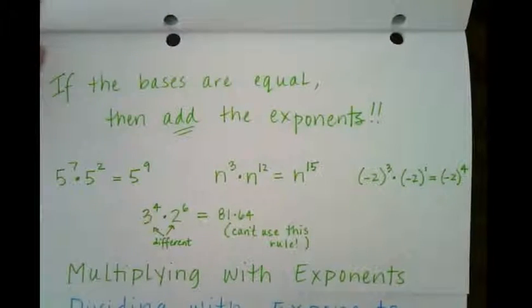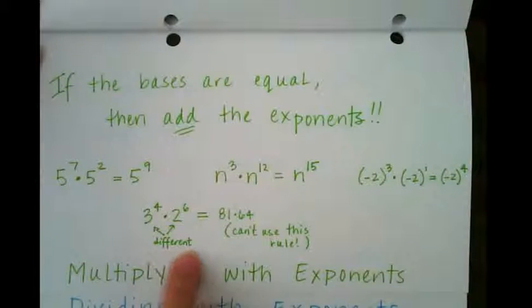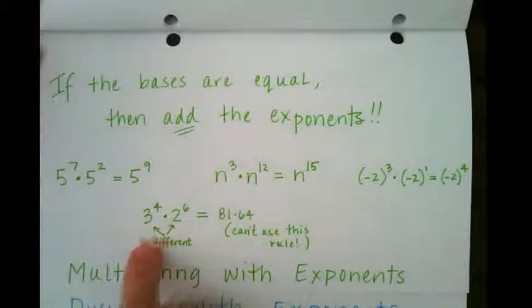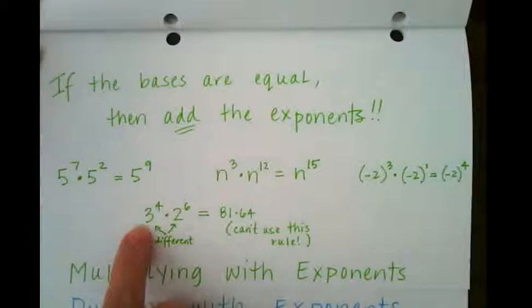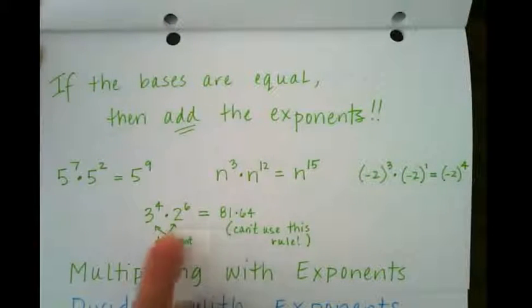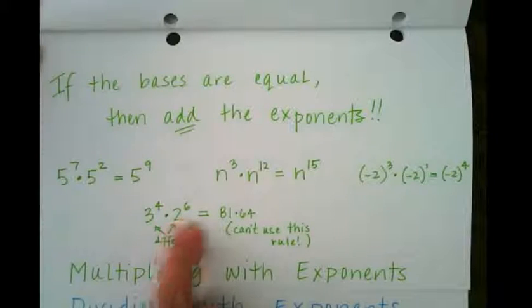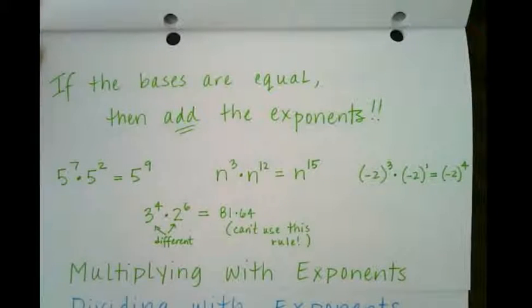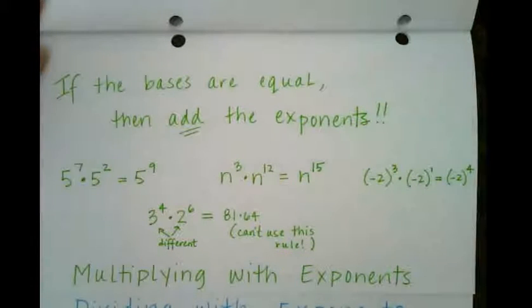And then on this example right here, we can't use the rule for this example because the base numbers are different. So what has to happen on this problem is you would just have to multiply 3 to the 4th, which is 81. You would have to multiply 2 to the 6th, which is 64, and then you'd multiply those together to get your answer. So the rule can't be used on that one. So please feel free to pause the video if you need to before moving on to dividing.